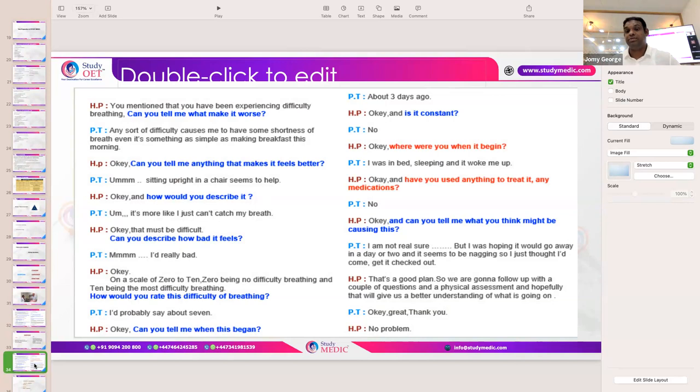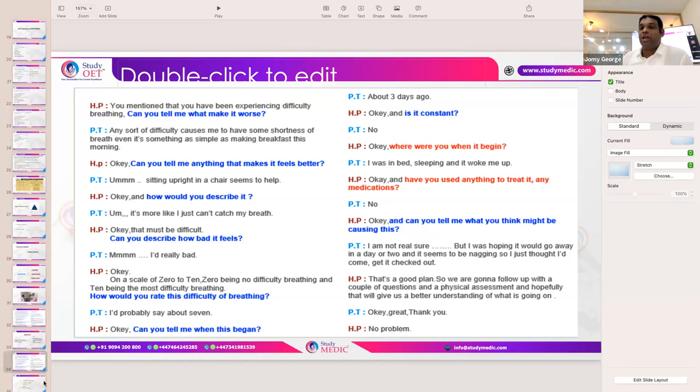Statement: when it began. The patient answers: I was in bed sleeping and it woke me up. Then another closed one is: have you used anything to treat it, any medication? So, open and closed questions, we will have a detailed session on this. Let them get an idea. This is just an introduction.